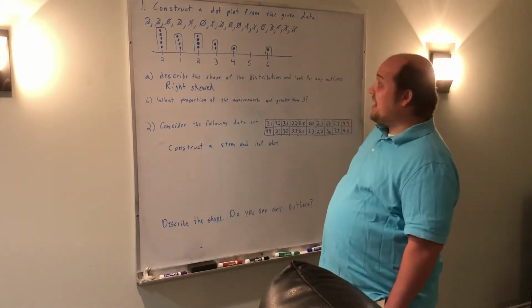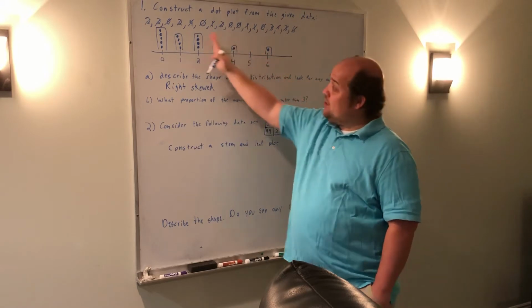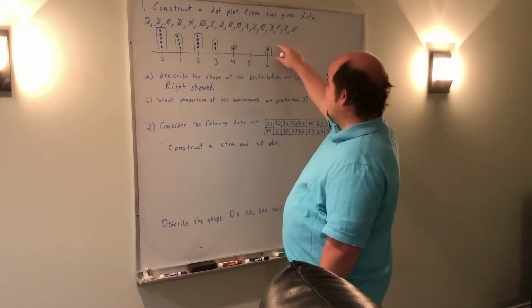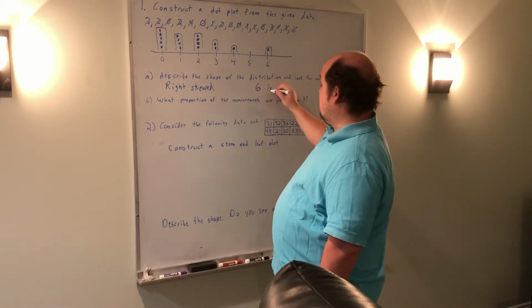When I'm asked if there are any outliers, this 6 stands out to me. I have a gap between it and the rest. Really, most of the data is over here. This does look like it would be an outlier. So 6 is an outlier.